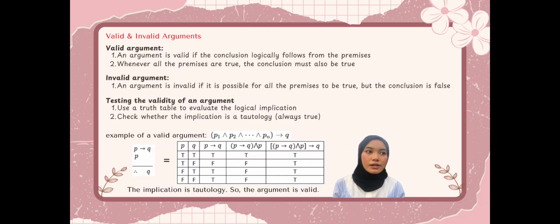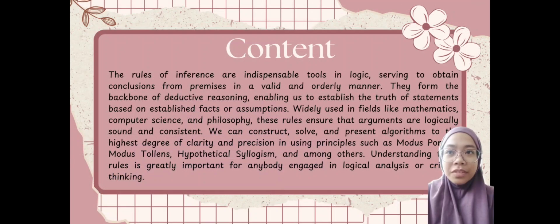So, in our example, since the final column of the truth table is always true, this argument is valid. Next, the rules of inference are indispensable tools in logic, serving to obtain a conclusion from premises in a valid and orderly manner. They form the backbone of deductive reasoning, enabling us to establish the truth of statements based on established facts or assumptions. Widely used in fields like mathematics, computer science, and psychology, these rules ensure that arguments are logically sound and consistent.